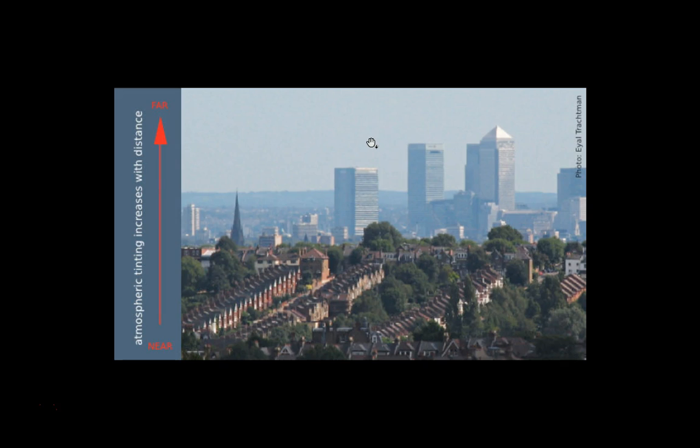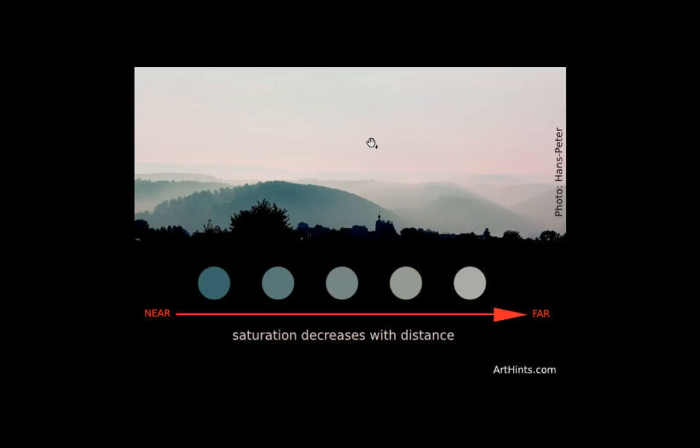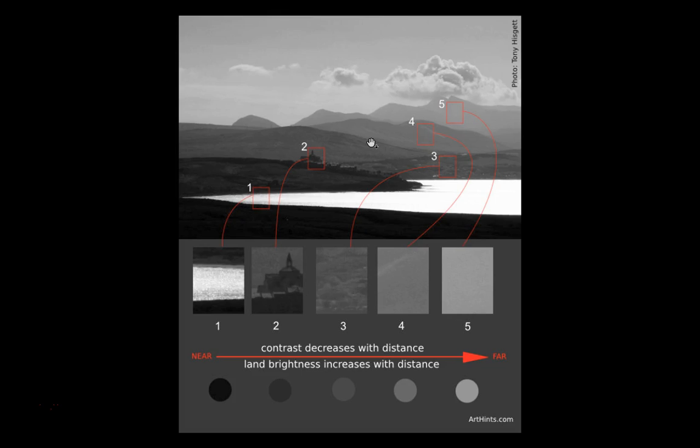So here's an image. We have what's close to us and then what's further away from us. And we see those nice edges, but those fine details are lost. The saturation is decreased, but it appears brighter than the image in the foreground. Another example, saturation decreases with distance. Contrast will decrease, but brightness increases.